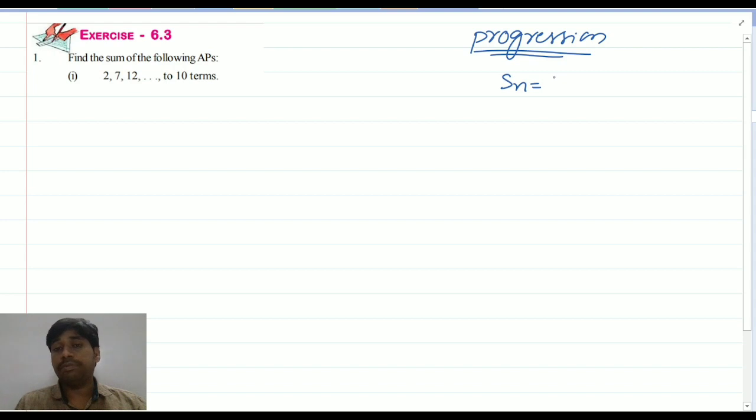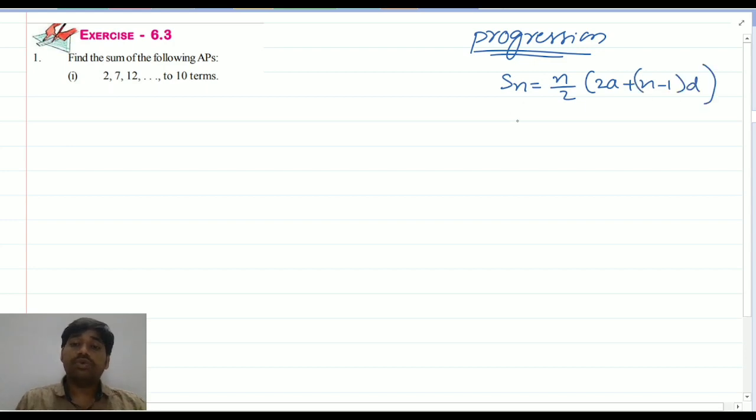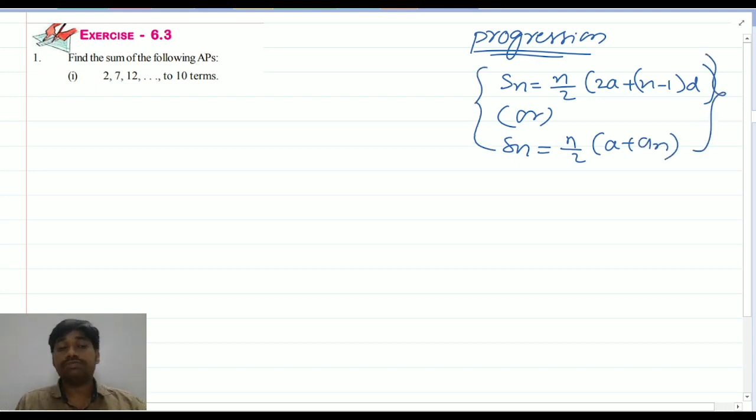of a given AP. That is Sn equals n by 2 of 2a plus (n minus 1) into d. And one more formula is also known to us, that is Sn equals n by 2 of (a plus an). So by using these formulas, let us perform some of the problems in this class.